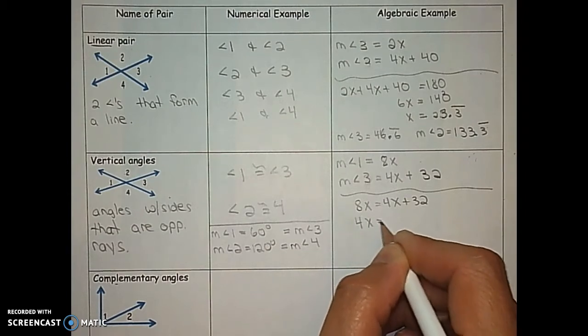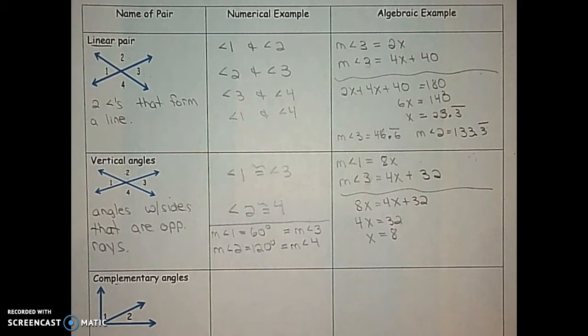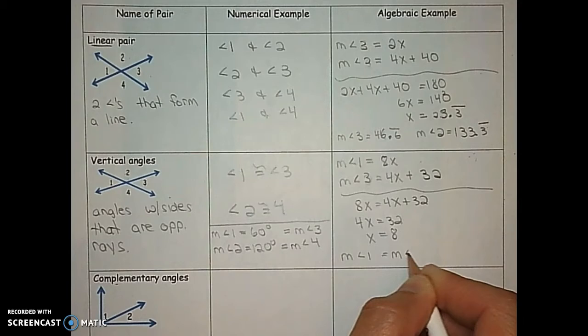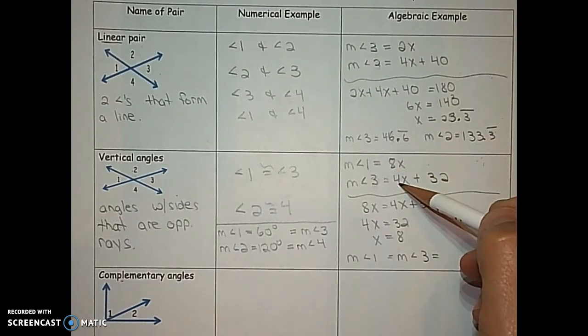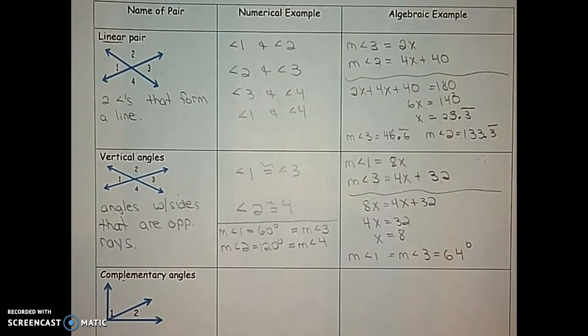Get 4x is 32. Eventually x is equal to 8. And again, if we want to find the measures of each of those angles, they should be the same when you plug it in. So when you plug in 8 here, or you plug in 8 here and add 32, either case you end up with 64 degrees.